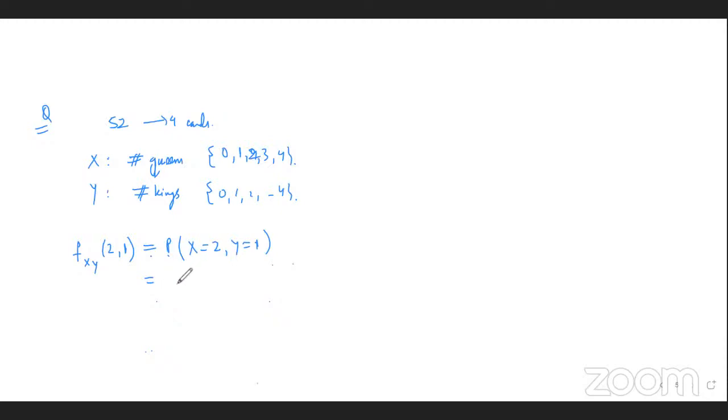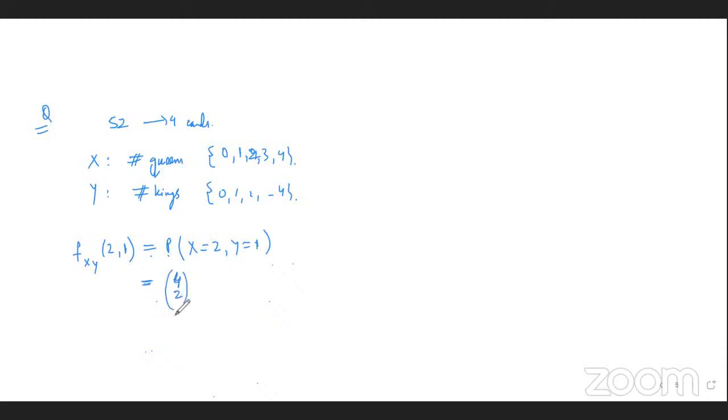So what we are going to do is 4C2 upon 52C2 into... No, I guess I'm wrong. Wait. So 2 queens should be there and 1 king should be there. There are 4 queens, so it should be 4C2.